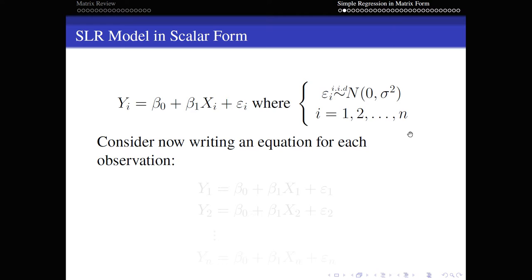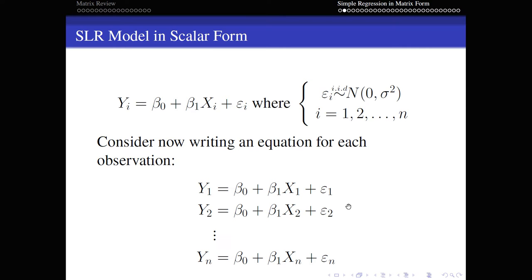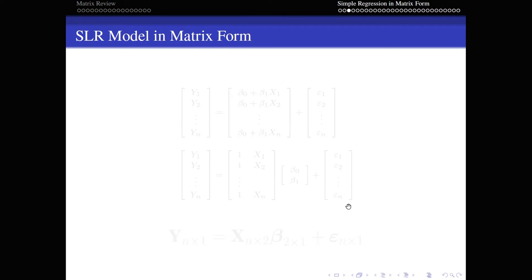Now consider writing an equation for each one of these observations. That is, instead of just writing a generic i that could be replaced with any number between 1 and n, we wrote this equation for each individual. We would have y sub 1 equals beta 0 plus beta 1 x sub 1 plus epsilon sub 1, y sub 2 equals beta 0 plus beta 1 x sub 2 plus epsilon sub 2, and so on until we got all the way down to the nth person. This is the first step that we're going to take in writing the matrix equations.